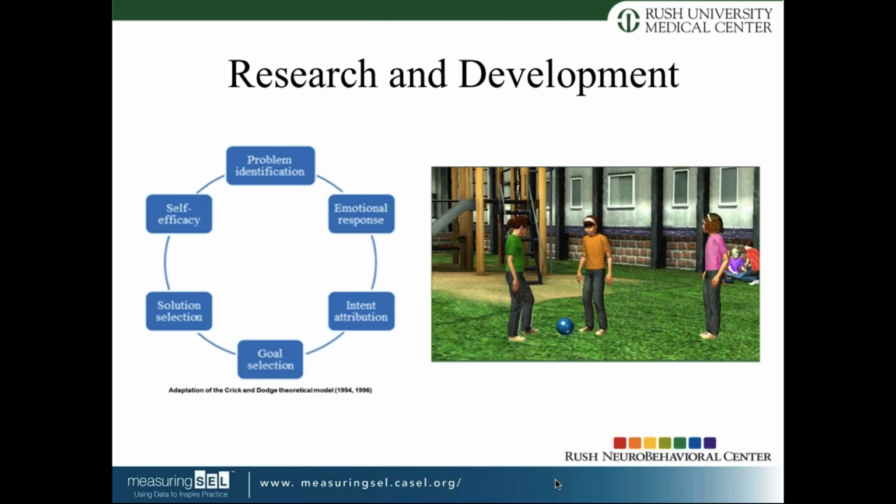The processing steps outlined in the model include identifying a social challenge, responding emotionally to the situation, deciding whether and to what degree others are behaving with hostile intent, choosing goals for resolving the problem, selecting a solution to achieve those goals, and deciding how confident the person is in their ability to carry out their preferred solution. VSIP was designed with assessment areas that mirror these steps.